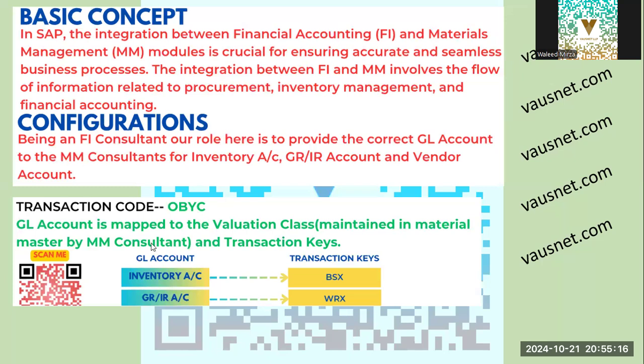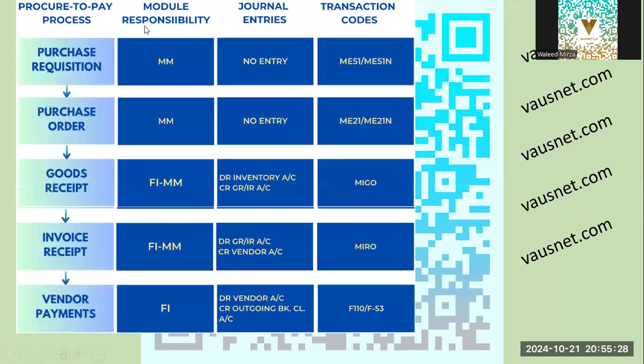So transaction code is OBYC. GL account is mapped to valuation class, maintained in material master by the MM consultant, and transaction keys. Transaction keys are this. We'll see this when we go into the configuration of this.